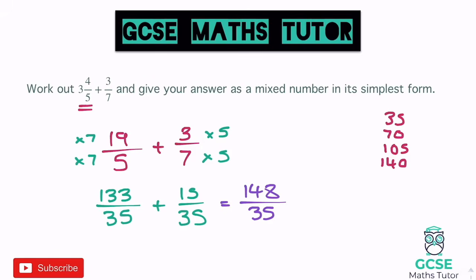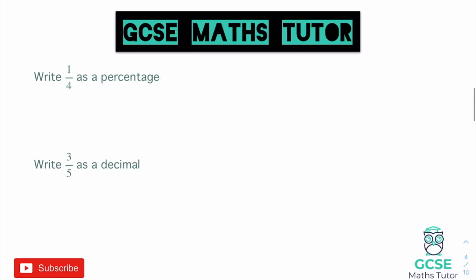So to go from here, we know that 35 goes in 4 times, so that's going to be a big 4. And what's left over from 140 to 148 is an additional 8 35ths. There we go, so 4 and 8 35ths left over. Okay, so just these two for converting a fraction.